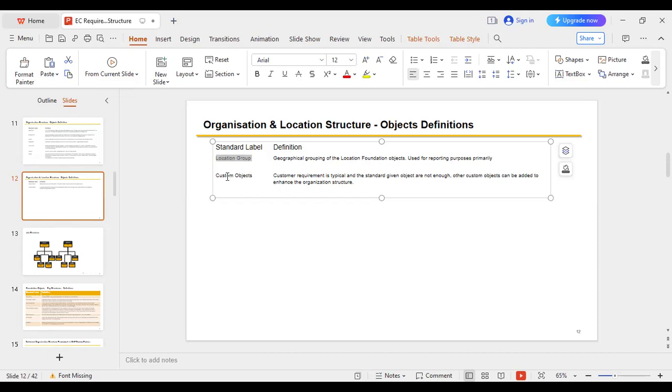Some custom objects we make in the system also. For example, they are looking for some sub departments. The departments come from the SAP side, but they want to make sub departments in the system also. For example, finance is a department, but they want to make finance manufacturing and finance retail. They want to segregate the departments, so they can make custom objects there. That is a possibility we have in the system.